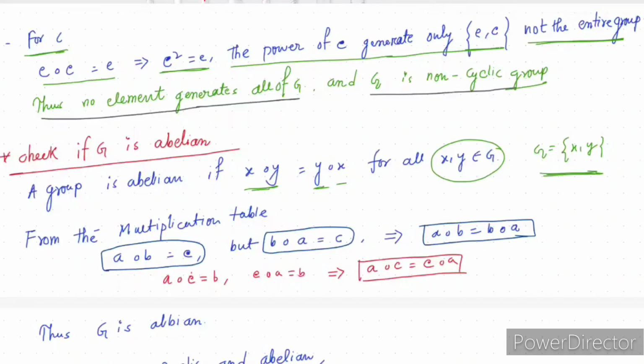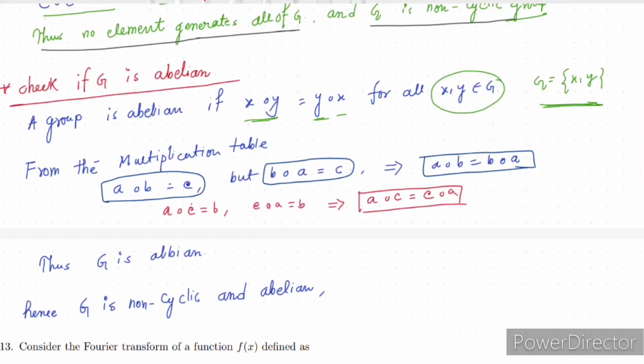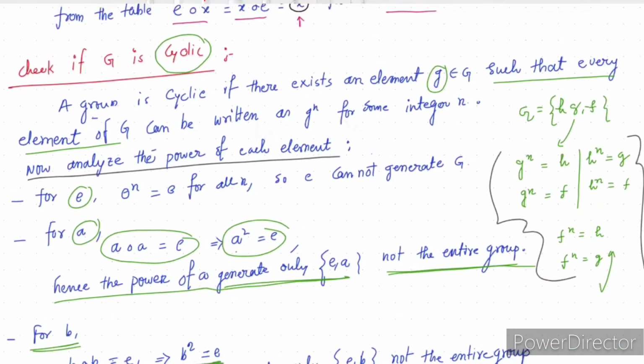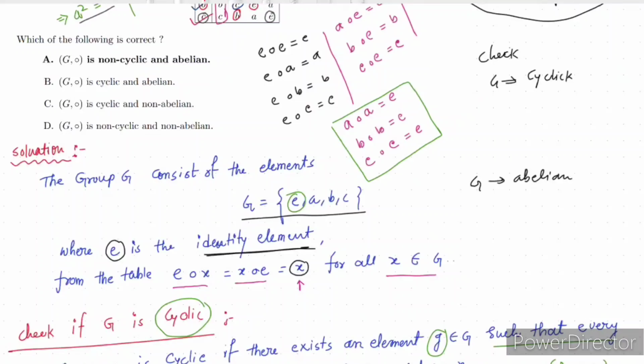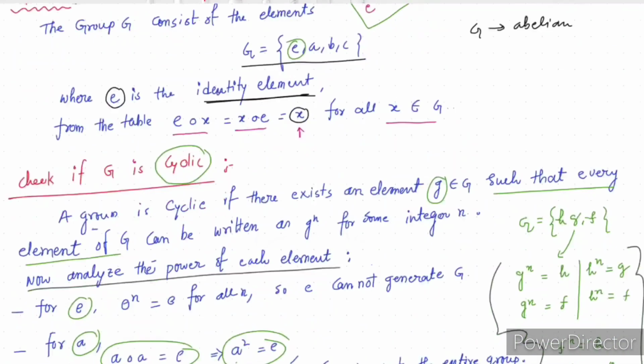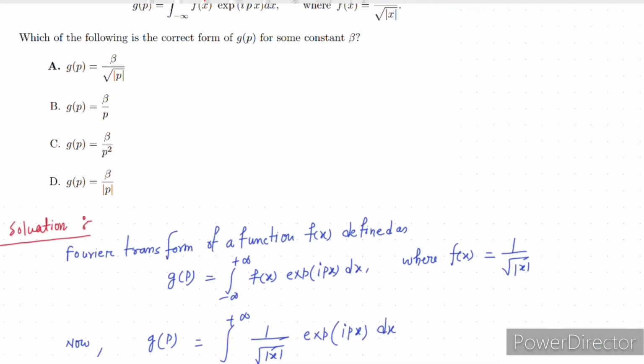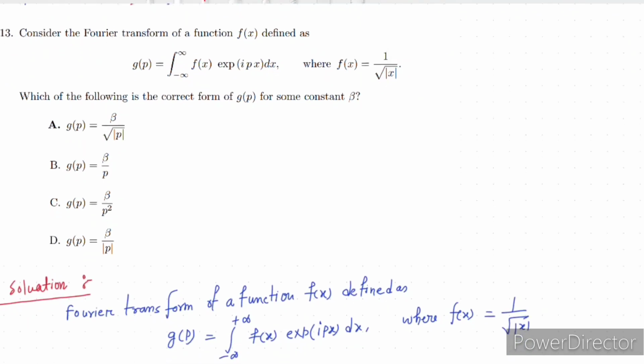Okay, abelian group. So G is abelian also. So here G is non-cyclic and abelian. So I just discussed it in a clean and clear-cut way. So option A is the correct answer. Okay, next we go through another question.